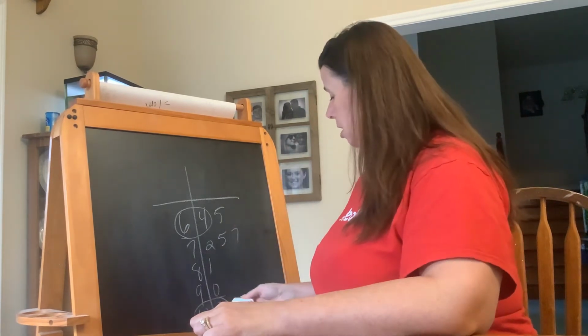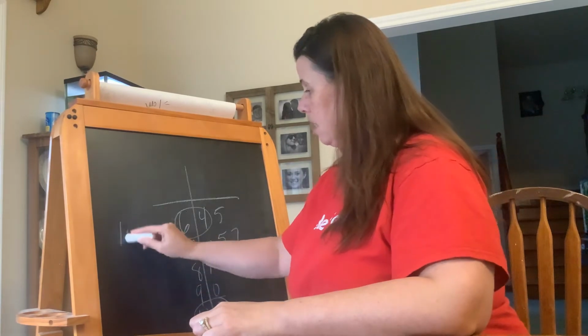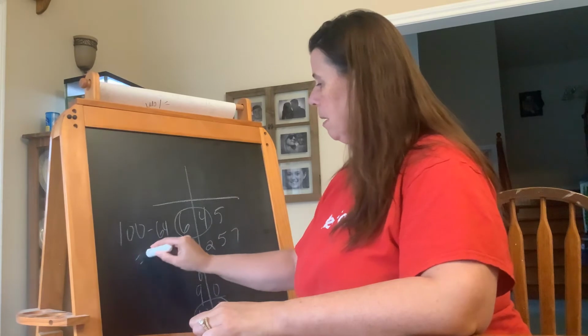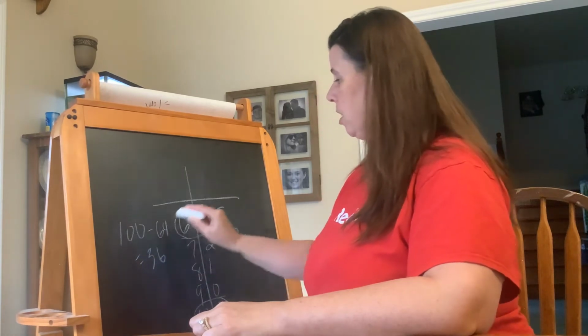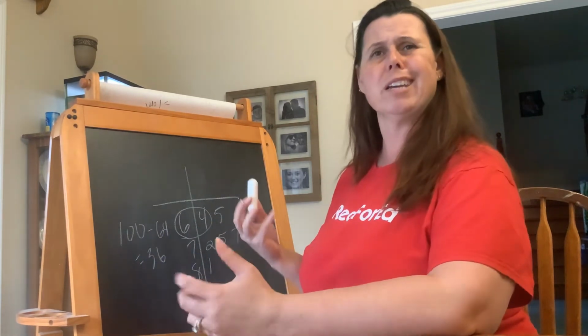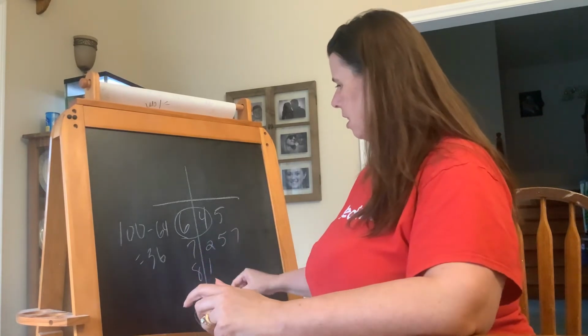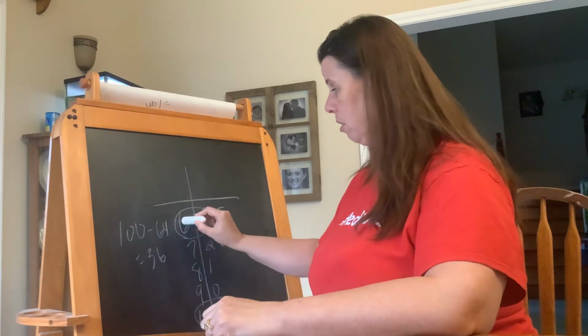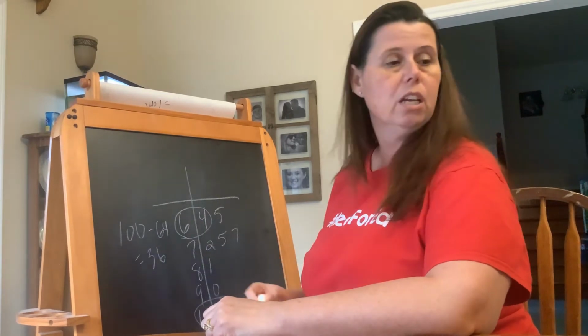The range is take the biggest, in our case it's 100, take the smallest, 64. There's a 36-point spread. If you think about it like in sports, there's a 36-point spread. That's the range between the high and low. So that's how you figure out the range, high minus low.